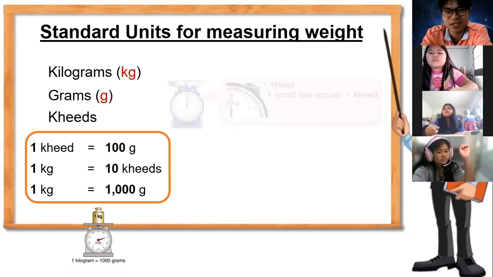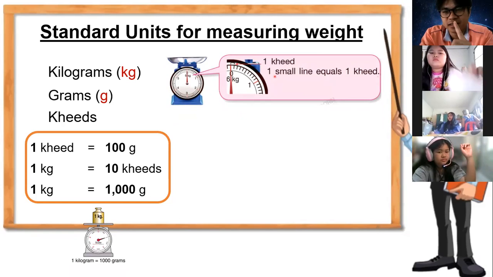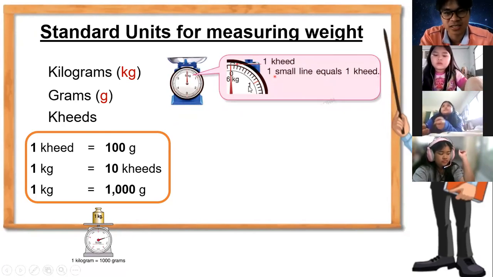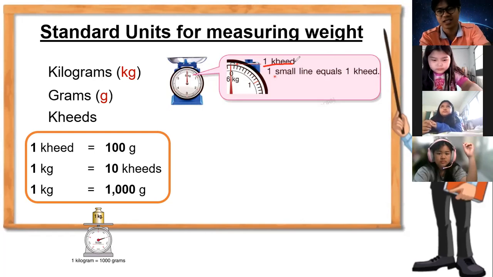It is very important to know about weight. On some weighing scales, some have many lines, right? In this example, 1 kilo is in kilograms. So one small line here is equivalent to 1 kid, all right? If you can see here, there are 10 lines. So 1 kilogram is equivalent to 10 kids.